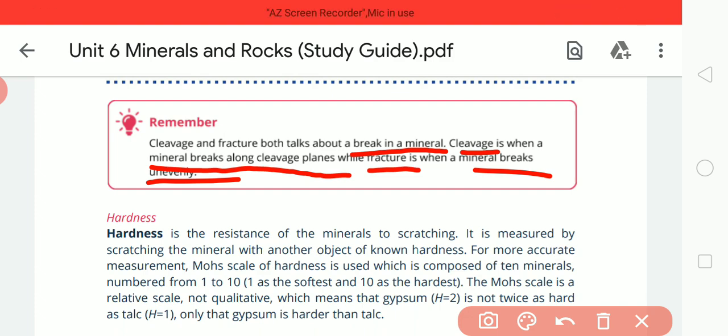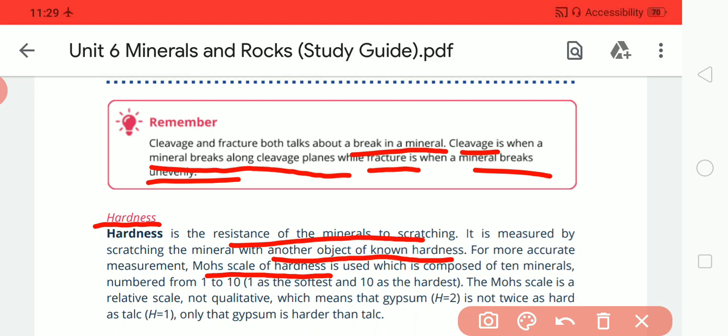Now the next one is hardness. Paspasan lang ako ni klase. Now, hardness is the resistance of the minerals to scratching. So, it is measured by scratching the mineral with another object of known hardness. For more accurate measurement, the Mohs scale of hardness is used, which is composed of 10 minerals, numbered from 1 to 10. 1 as the softest and 10 as the hardest.